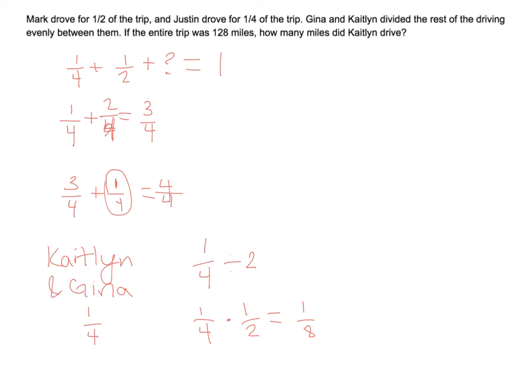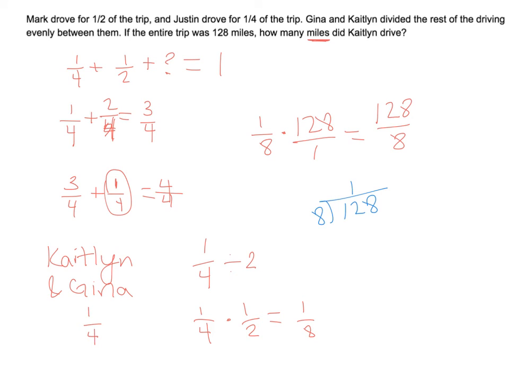Now we can figure out how many miles, because we need to go back to answering the exact question we were given. The number of miles is 1/8 of the total trip. 1/8 of 128 miles. We'll change that to an improper fraction. If we multiply across the top, we've got 128 over 8. Let's do our long division to make sure we're doing our math correctly.